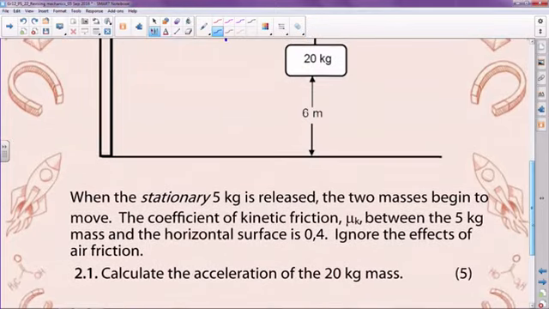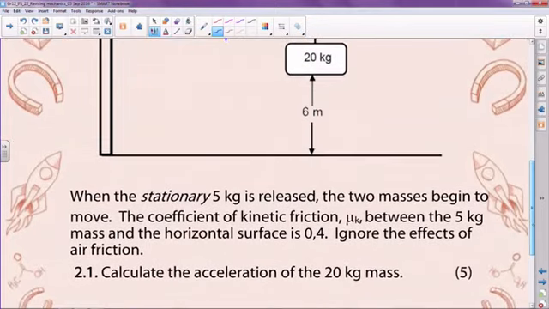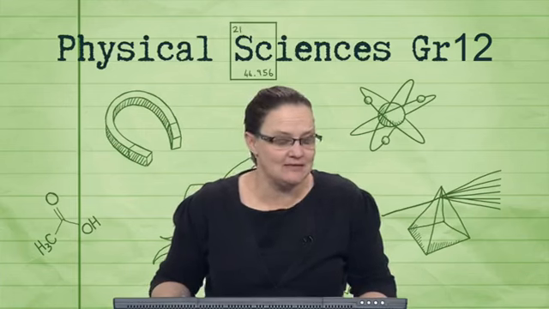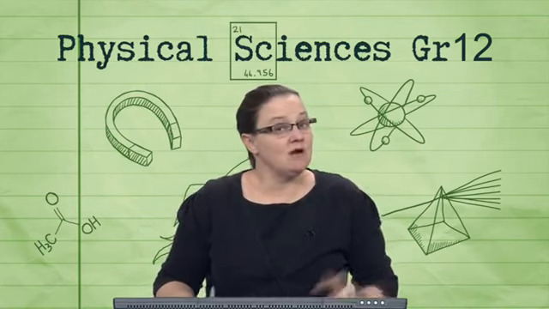First question, calculate the acceleration of the 20 kilogram mass. So there is your diagram. Okay, I want to know what the acceleration is. Newton's second law. This one's going to take you a little longer, so I'm going to give you 3 minutes to see how far you get, and those 3 minutes start now.